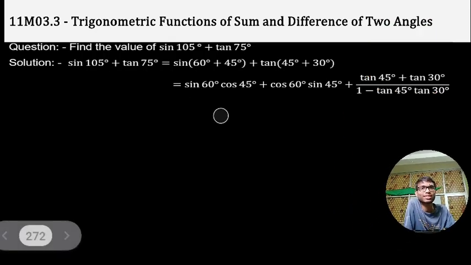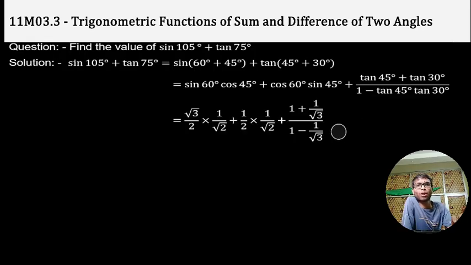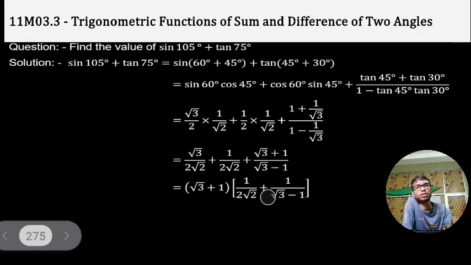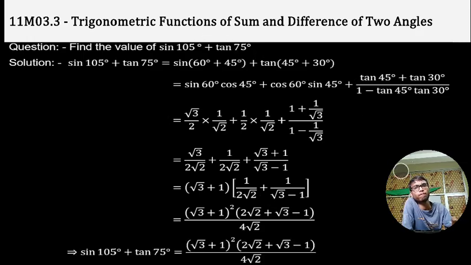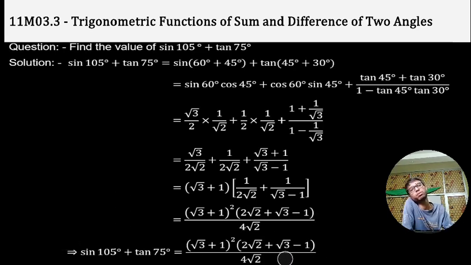We have used it here in both. After substituting and simplifying, we are getting this much. Then after simplifying this, we will get the value of this. We got this much. It is equal to this much.